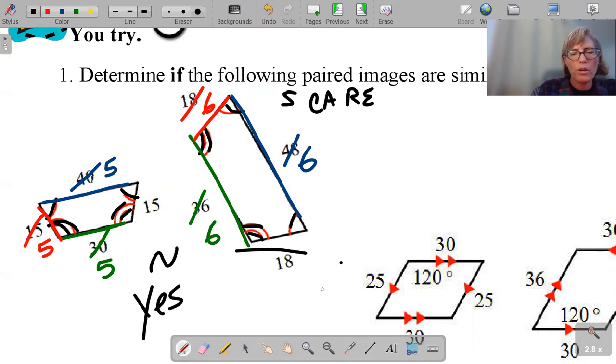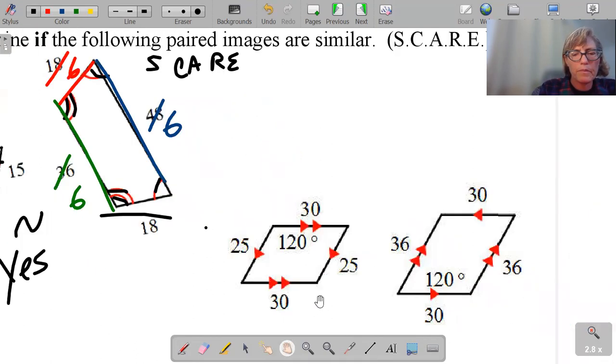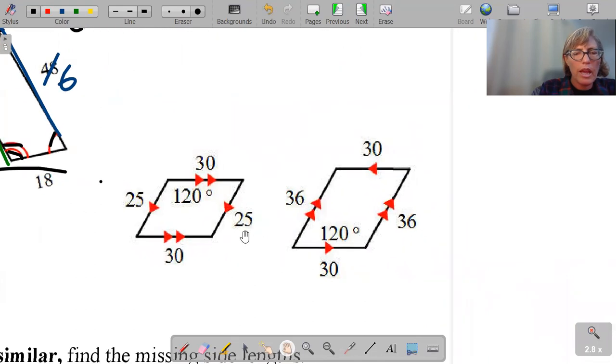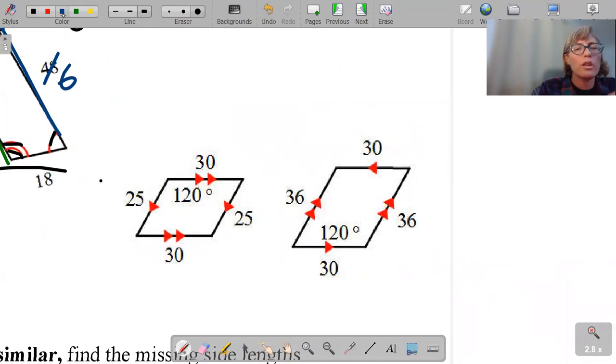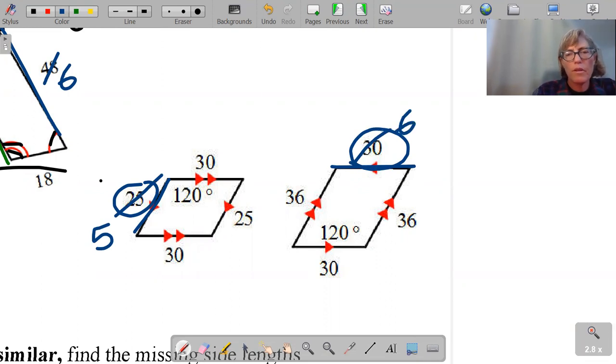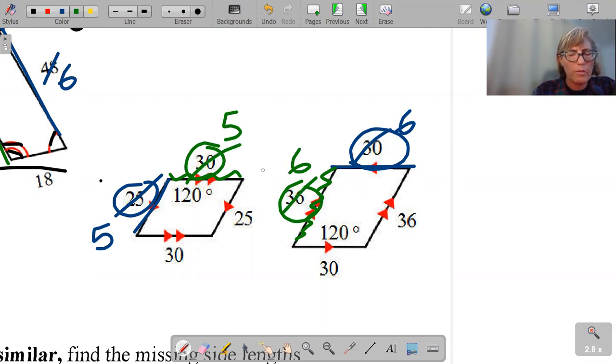Let's check over here. Right, angles are the same. Let's check the ratios. Short to short, that's 25 to 30. It's a 5 to 6 ratio. Long to long, 5 to 6 ratio. So this is also similar.